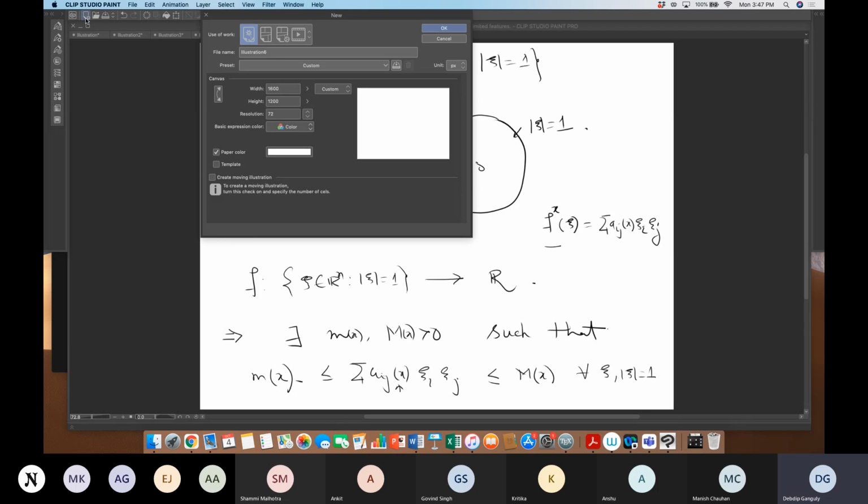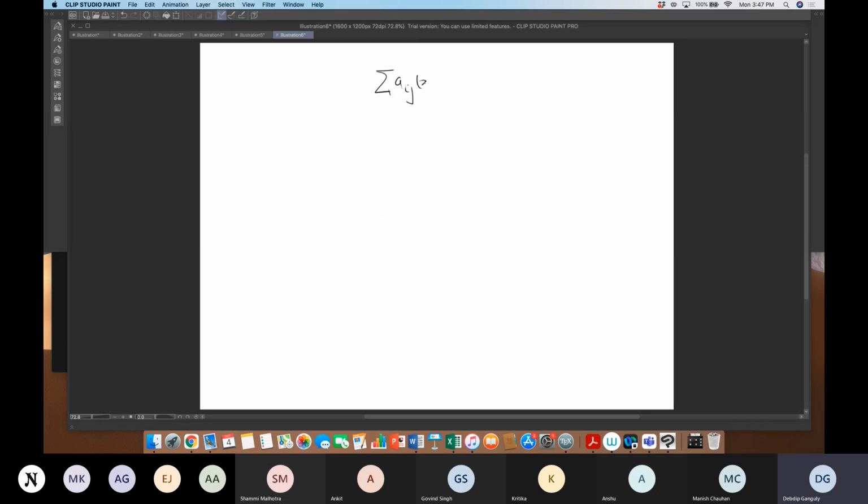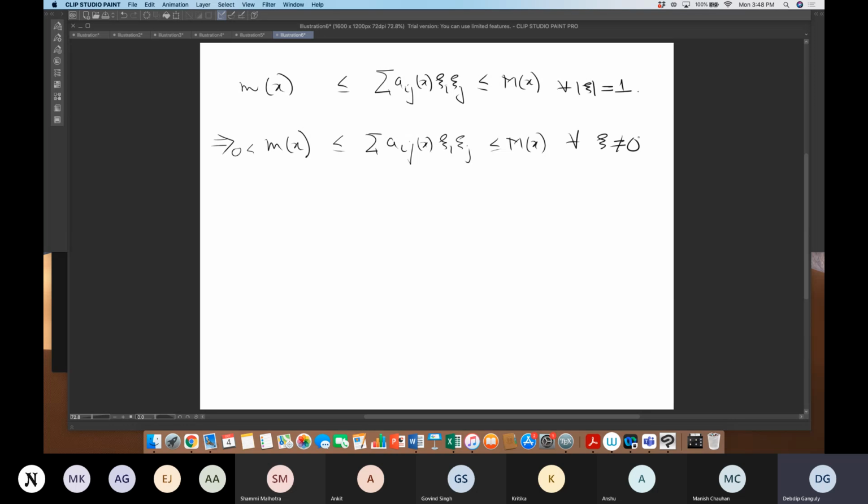Now what we have obtained, just using the ellipticity condition, is that sum a_ij(x) xi_i xi_j is less than or equal to M(x) and greater than or equal to small m(x) for all |xi| = 1. Now I claim that these imply m(x), which is positive, is less than the summation a_ij(x) xi_i xi_j, which is less than capital M(x), for all xi not equal to 0. So how do I come from this step to this step? For |xi| = 1, which is a compact set, I have this inequality, f is a continuous function, and for each x I have this inequality. Now instead of |xi| = 1, I am taking all xi not equal to 0.